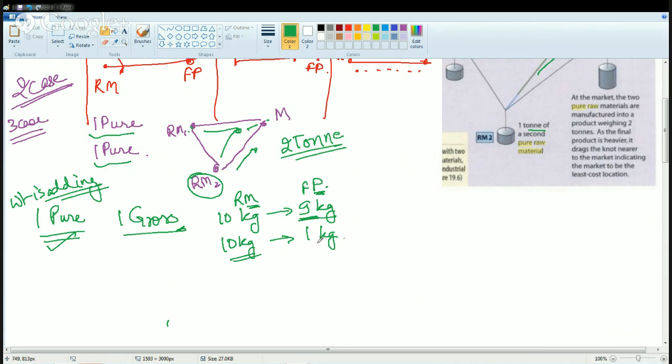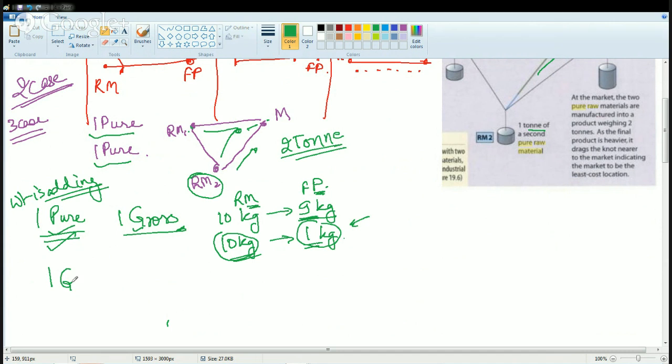But if the weight loss for the finished product is higher, that means rather than transporting 10 kilos, I have to transport only 1 kilo. So I'll try to locate it closer to this point. So this is an example with one pure and one gross.